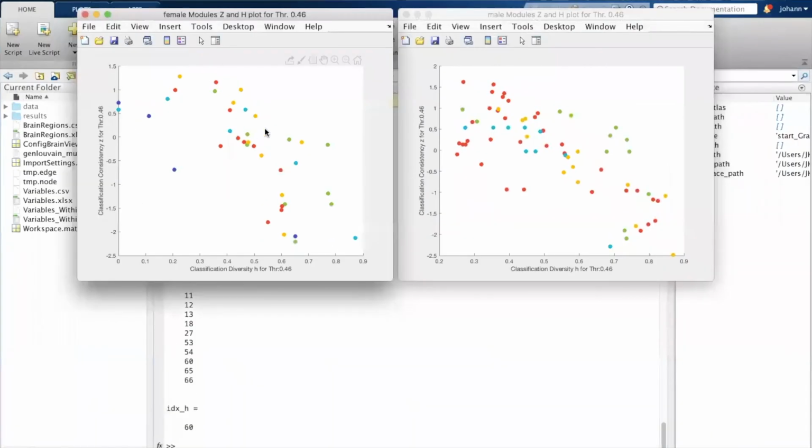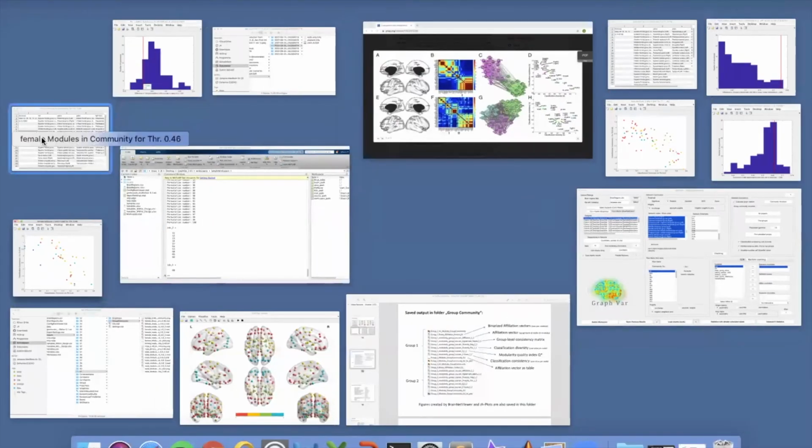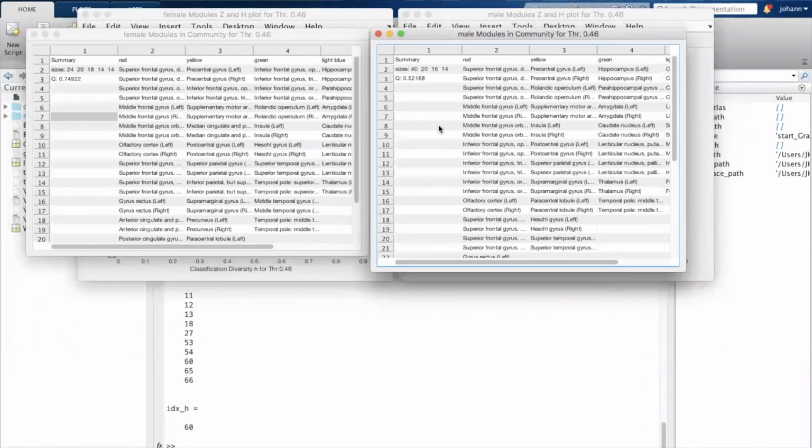Where are they? Here. Now, it is really important to say that the communities are not necessarily the same if they have the same color. Here, the red community must not necessarily be the red community in here. It is just ordered red because we always give red to the biggest community in each of the groups, right?